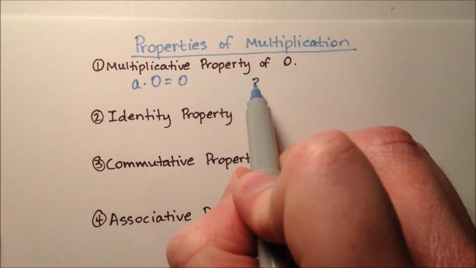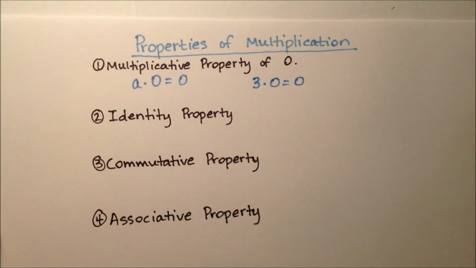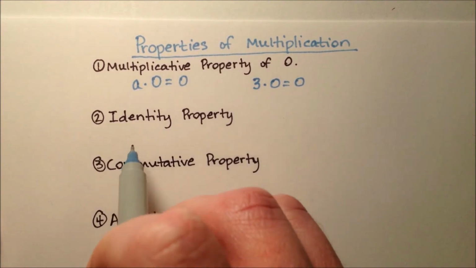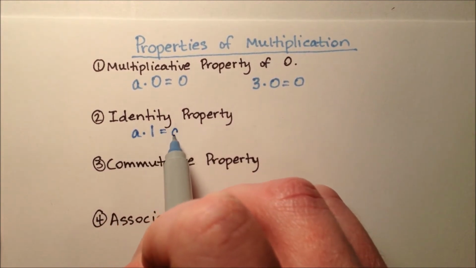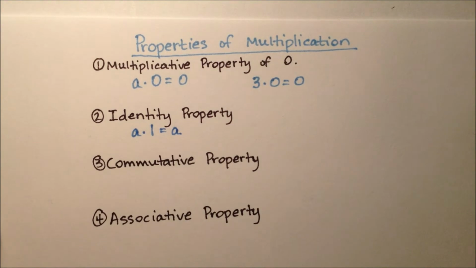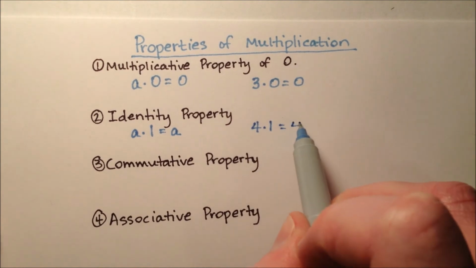So for example, 3 times 0 equals 0. And that's all that multiplicative property of 0 tells us. The identity property of multiplication tells us that any number multiplied by 1 will still be that number. For example, a times 1 equals a. We can multiply something by 1 as many times as we like, and we're still not going to change its value. For example, 4 times 1 still equals 4.